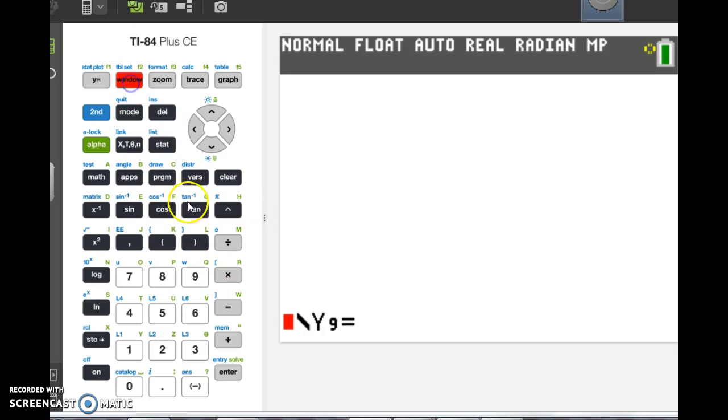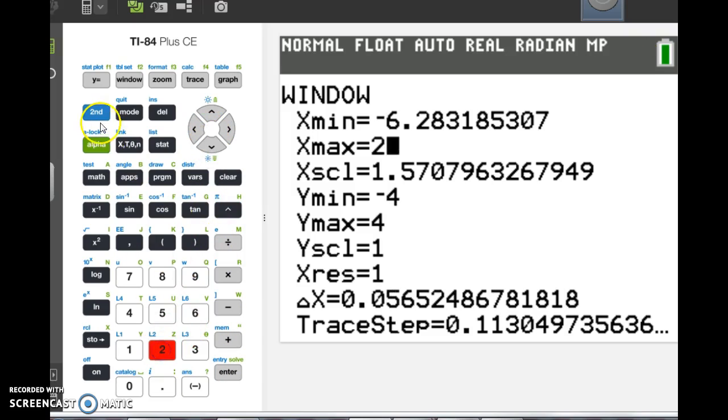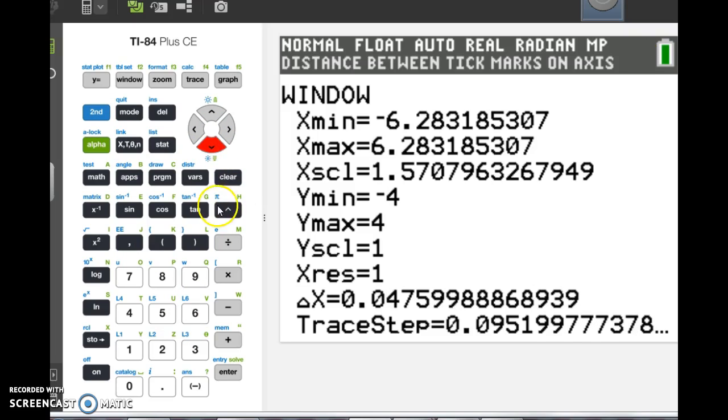You can also set your window, if you'd rather, to make it look like what's on there, from negative 2 pi to 2 pi. And then the scale is going to be pi over 2.